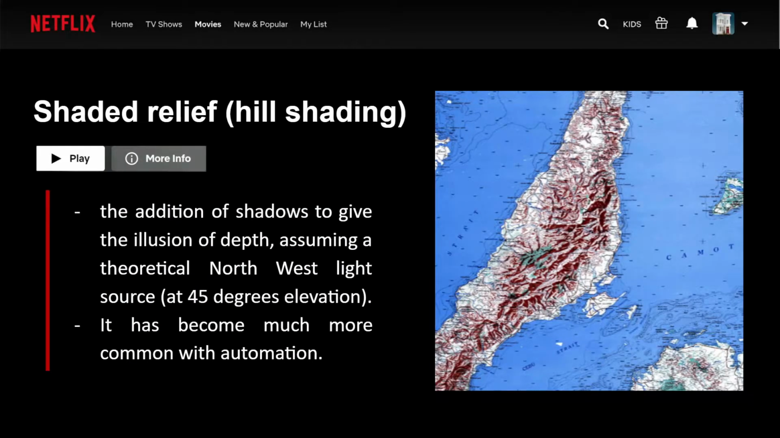Next up, we have shaded reliefs or hill shading. This involves the addition of shadows to give the illusion of depth, assuming a theoretical northwest light source at 45 degrees elevation. Introduced in the 1900s, it became more widespread after the 1960s with improved printing technology and users' needs. It has become much more common with automation.